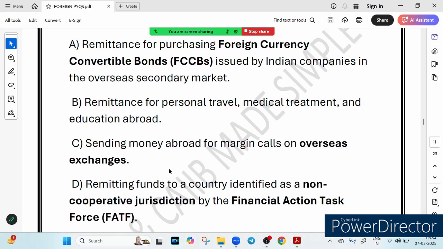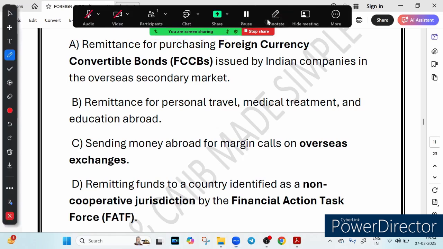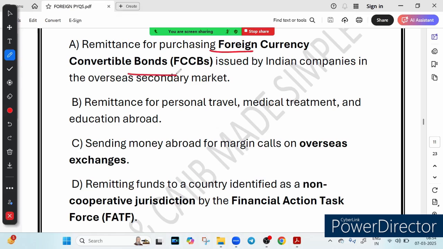Option A suggests purchasing an FCCB, which is a foreign currency convertible bond. This option is correct because purchasing an FCCB issued by an Indian company in the overseas secondary market is not allowed under LRS. The question is, which is not allowed under LRS? Yes, this is correct. It is one of the specific restrictions mentioned in the RBI guidelines. Option B, personal travel, medical treatment, education abroad. This option is incorrect because LRS allows remittance for personal travel, medical treatment and education abroad. So that's why this option is incorrect.